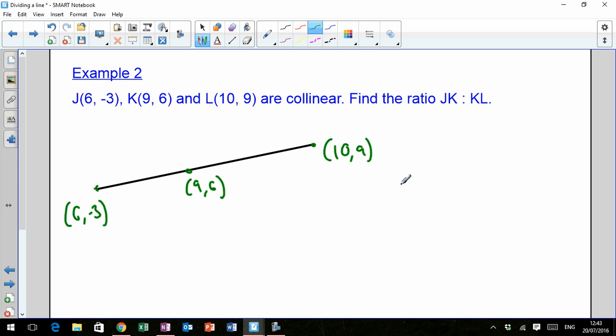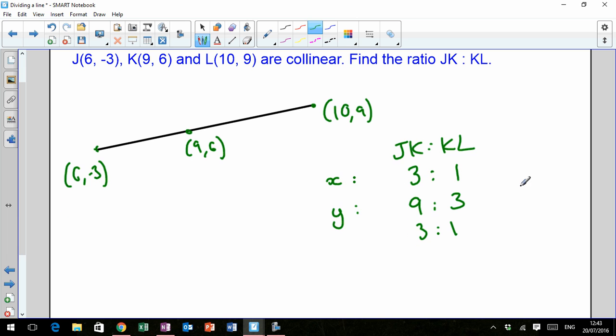Okay, now what I like to do here, and again, this is maybe a little bit different from what other people do, is look at each of the coordinates in turn. Okay, so let's look at the x coordinates first. Now between 6 and 9, that is a distance of 3, and between 9 and 10, that's a distance of 1. Okay, and then I'm going to check it with my y coordinates. Between -3 and 6, that's a difference of 9. Between 6 and 9, that's a difference of 3, and that simplifies to 3 to 1.